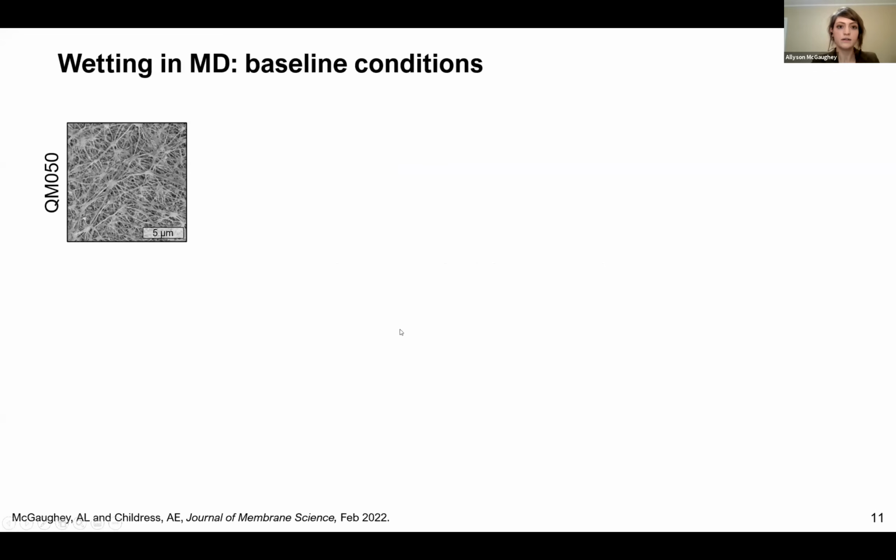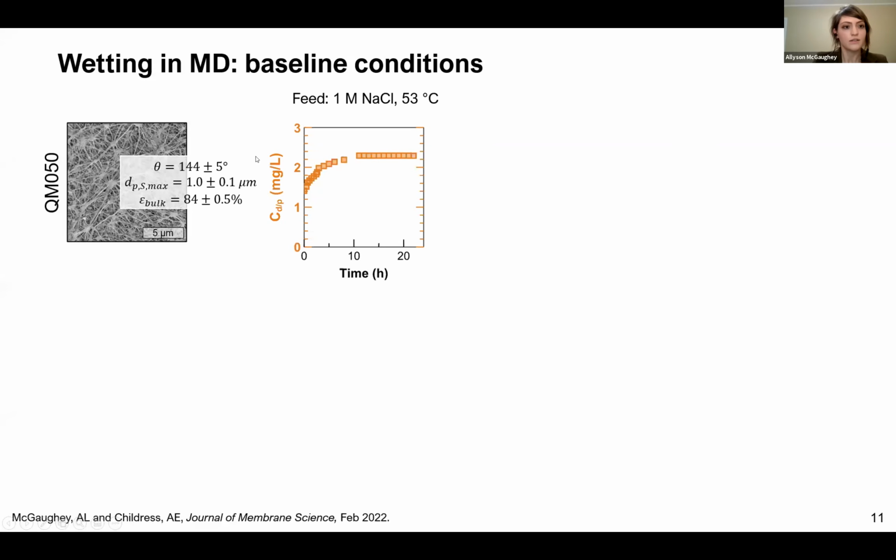So on to results here. I first want to talk about results under baseline conditions. And this is a commercial PTFE membrane. And here I'm showing the contact angle, the maximum surface pore size, and the bulk porosity. So for our baseline tests, we use a 1 molar sodium chloride feed solution at a moderate temperature. So here I'm showing the concentration of our distillate permeate stream in milligrams per liter sodium chloride, and I'll refer to this as CDP for short. So we see initially the CDP increases, and then after about 11 hours, we reach a steady, stable concentration.